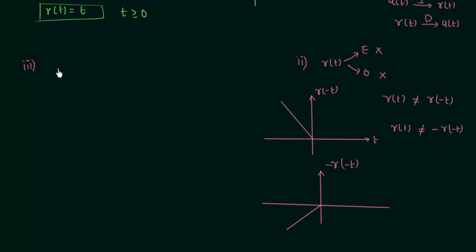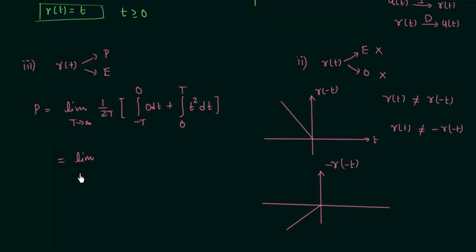In the third property, we will find whether the unit ramp signal is a power signal or an energy signal, and for this purpose I will calculate the average power P. Limit T tends to infinity 1 by 2T inside the bracket integration from -T to 0 r(t) is equal to 0 plus integration from 0 to T r(t) is equal to t and mod r(t) square is t square. So performing the integration and putting the upper and lower limits will give us T cube by 3. So we have limit T tends to infinity T square by 6, and when you put T equal to infinity you will have infinity. So the average power P is equal to infinity.